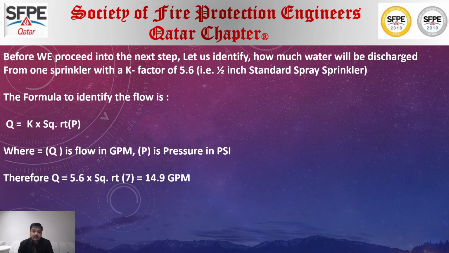So the normal half inch standard response sprinkler will be having a K factor of 5.6, and the minimum residual pressure as mentioned in NFPA 13 is 0.5 bar, which is 7 psi. So if you multiply this, you will have a result of 14.9 GPM. If you want the result in LPM, liters per minute, the K value you have to take in metric, 5.6 will be equal to 80, and the P value, which is the pressure, you should be adding in bar. So you will be getting the result as liters per minute.